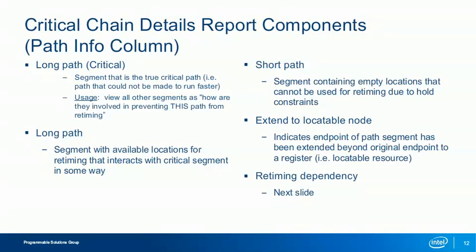Extend to locatable node indicates that the endpoint of the path segment has been extended beyond the actual path endpoint to end at a register. By forcing all path segments to end at registers, they can be understood and viewed more easily in other path viewing tools found in the Intel Quartus Prime Pro software.